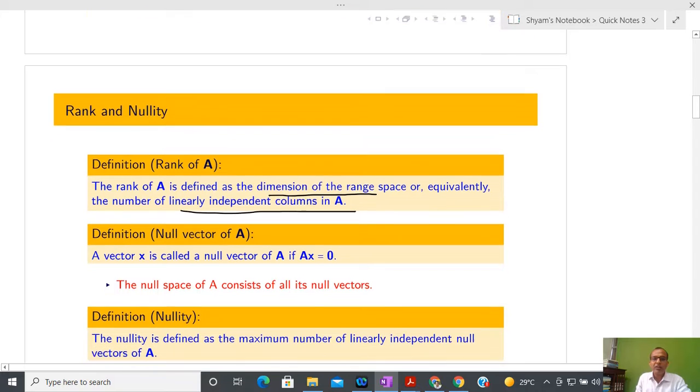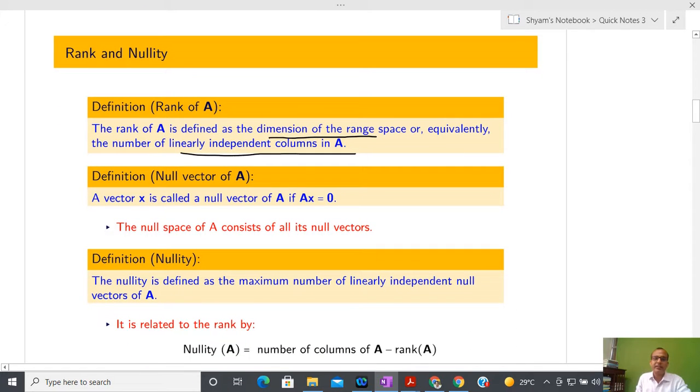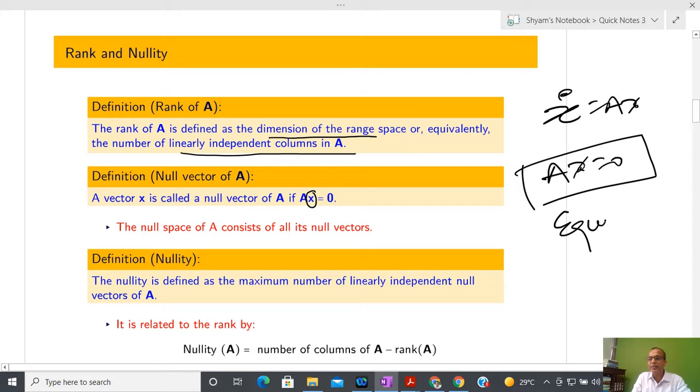Okay, now the third definition is null vector. So what is the meaning of null vector? I am saying that I have some matrix A. Now some vector operates on it, and if that produces 0, then that vector is called a null vector. Okay, so basically if you have a system like x dot equal to Ax, and you solve it, then the equilibrium point is nothing but the null vector.